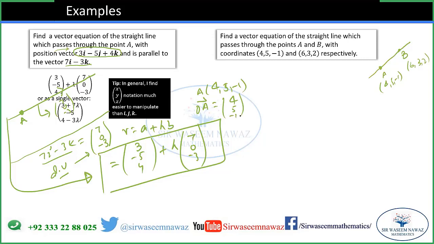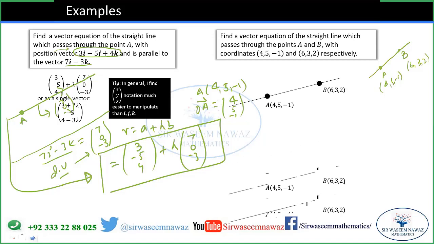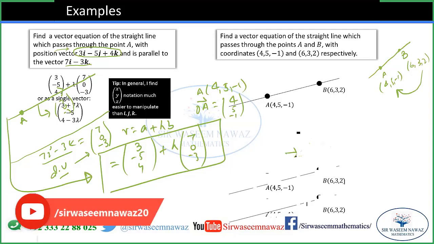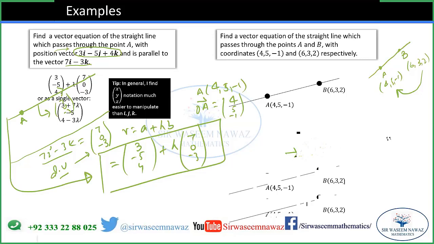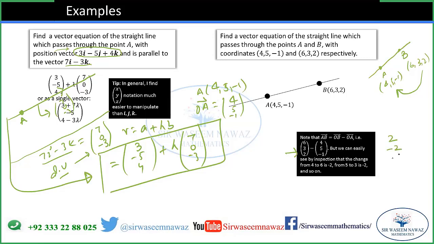Now to find the equation, we need only two things. The first is the initial position vector, and the second is the direction vector. Now how can I find the direction vector? This line passes through A and B. If I subtract these two, then I should get the direction vector. Yes. So I have subtracted these 2 points, and we got a direction vector. Our direction vector is 6 minus 4 is 2, 3 minus 5 is minus 2, and 2 minus minus 1 is 3. So we have this direction vector.